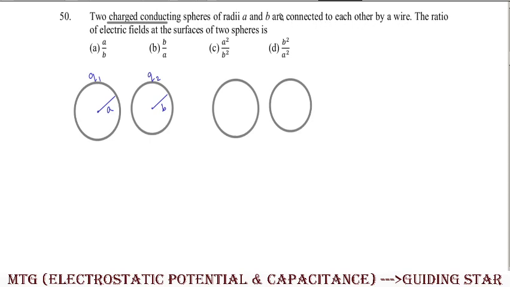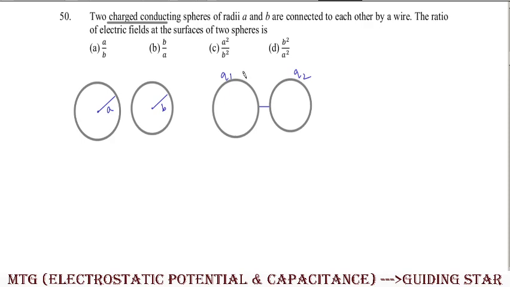Clear? So connected. After connection, charges let it be. So here in this particular case, just assume that these are two spheres having radius a and b. After some time, we are doing some connection over here. So that means after connection, the charges are Q1 and Q2.